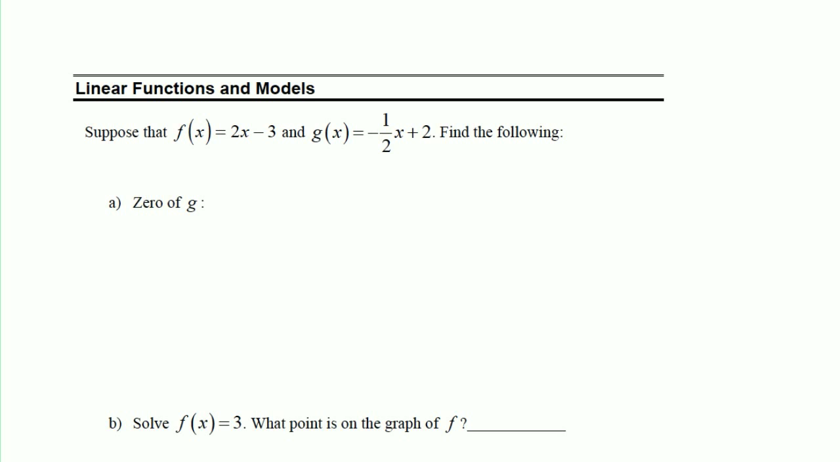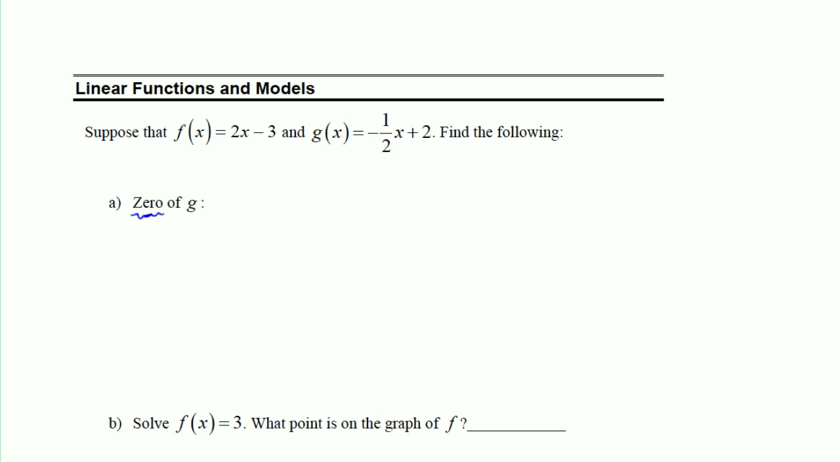Linear functions and models. Suppose that f of x equals 2x minus 3 and g of x equals negative 1/2 x plus 2. We're going to find the following. First of all, the 0 of g. Recall that a 0 is an input that makes the output equal to 0.